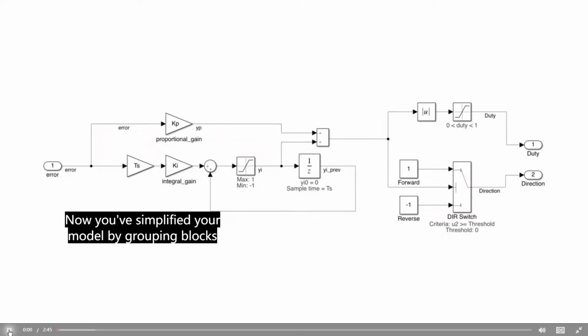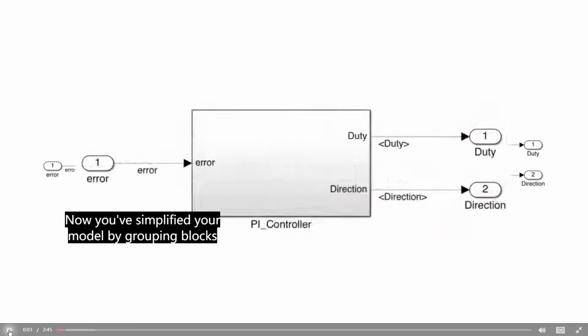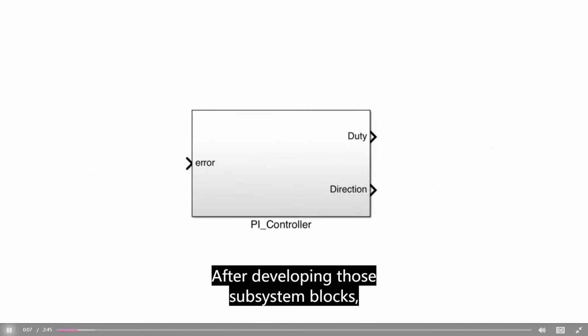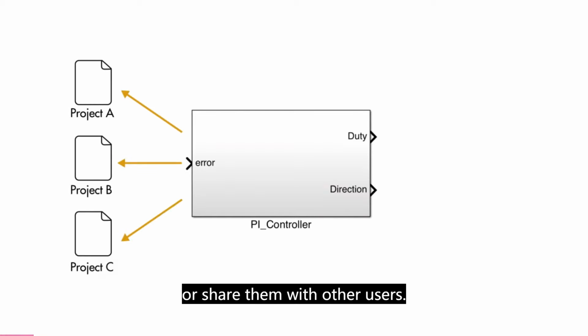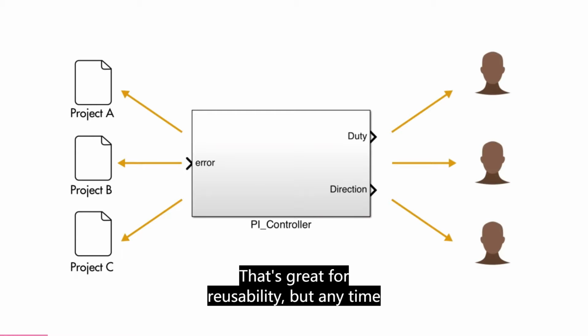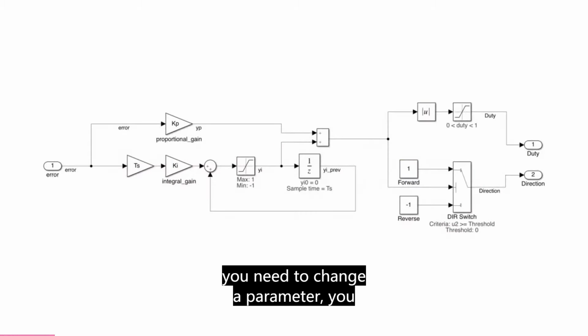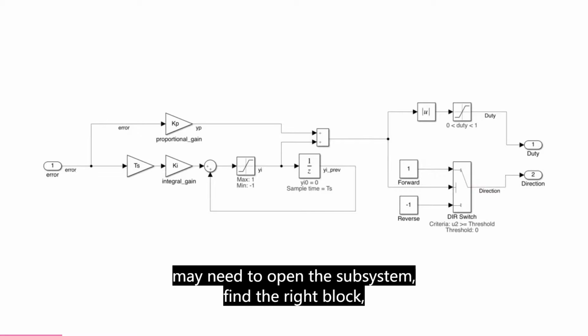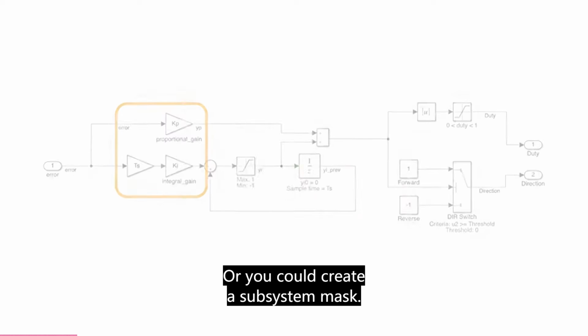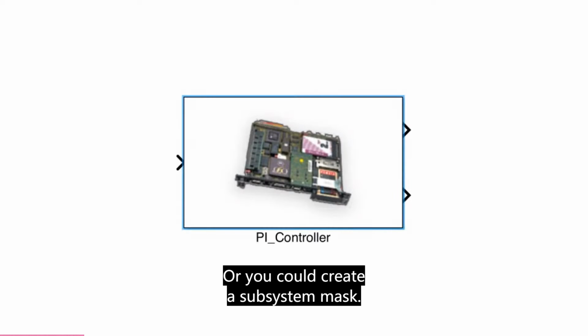Now you've simplified your model by grouping blocks into subsystems. After developing those subsystem blocks, you may reuse them in other projects or share them with other users. That's great for reusability, but anytime you need to change a parameter, you may need to open the subsystem, find the right block, and make the change. Or you could create a subsystem mask.